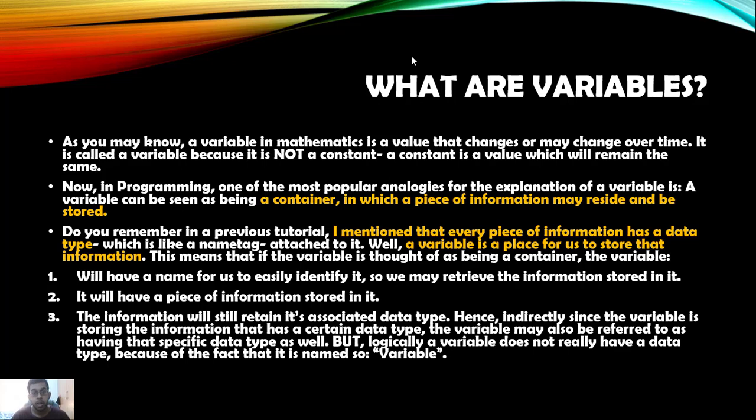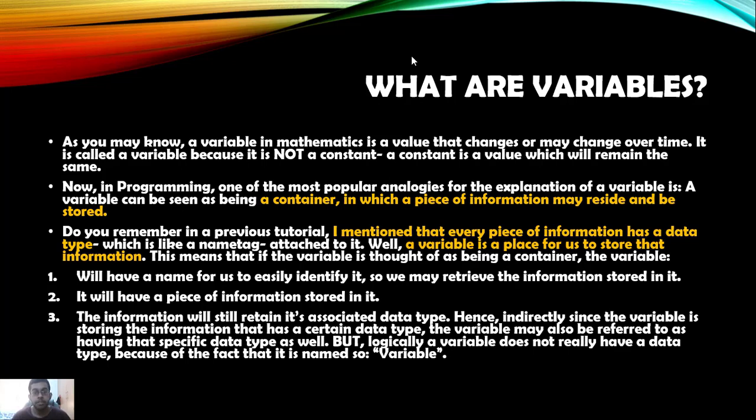Now, in programming, one of the most popular analogies for the explanation of a variable is that a variable can be seen as being a container in which a piece of information may reside and be stored. Do you remember in a previous tutorial, I mentioned that every piece of information has a data type, which is like a name tag attached to it? Well, a variable is a place for us to store that information.